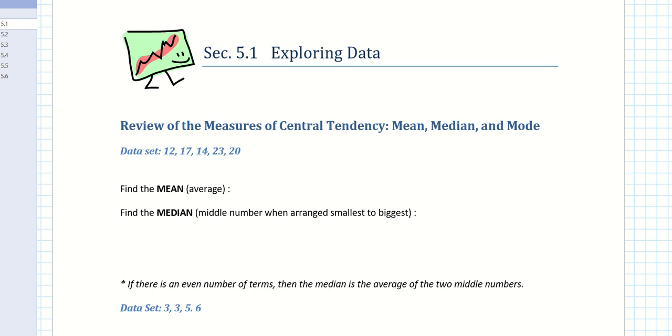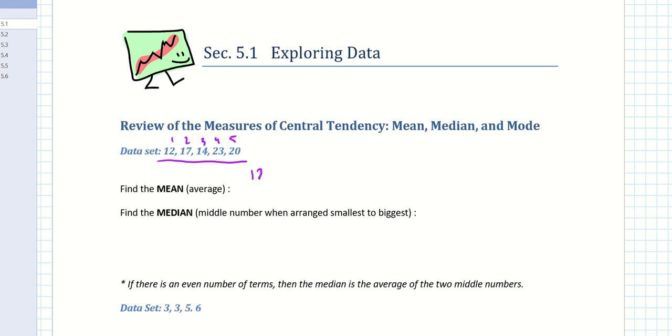So the first one is mean. The mean means the average. So basically, if you have a data set like we do here, in order to find the mean, we need to add all the numbers together and then divide it by the number of values that you have in your set. In this case, we have 1, 2, 3, 4, 5 numbers. So we have 5 values in our data set. So we're going to add them together and divide by 5.